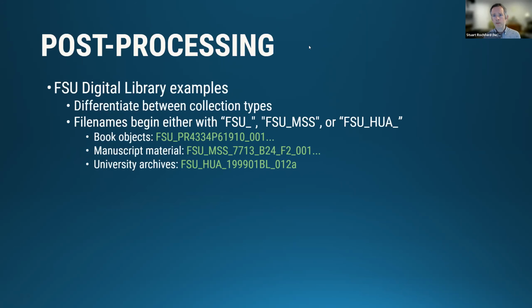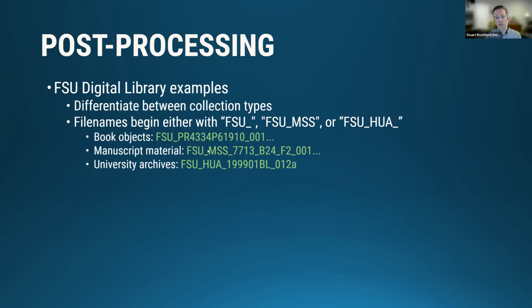And here's a quick example of our file naming conventions that we try to stick to when doing projects in our department. So we will differentiate between the collection types, whether it's a book or manuscript or university archive material. And our file names will either begin with just FSU, or FSU MSS for manuscript collections, and HUA for heritage and university archives. And in green down here, we have an example of each. So by looking at this, we can find out the call number for the book. So we can find it on the shelf if we need to, or a user might want to find the book on the shelf themselves. And the call number is right there. So it's easy to track down to the original.